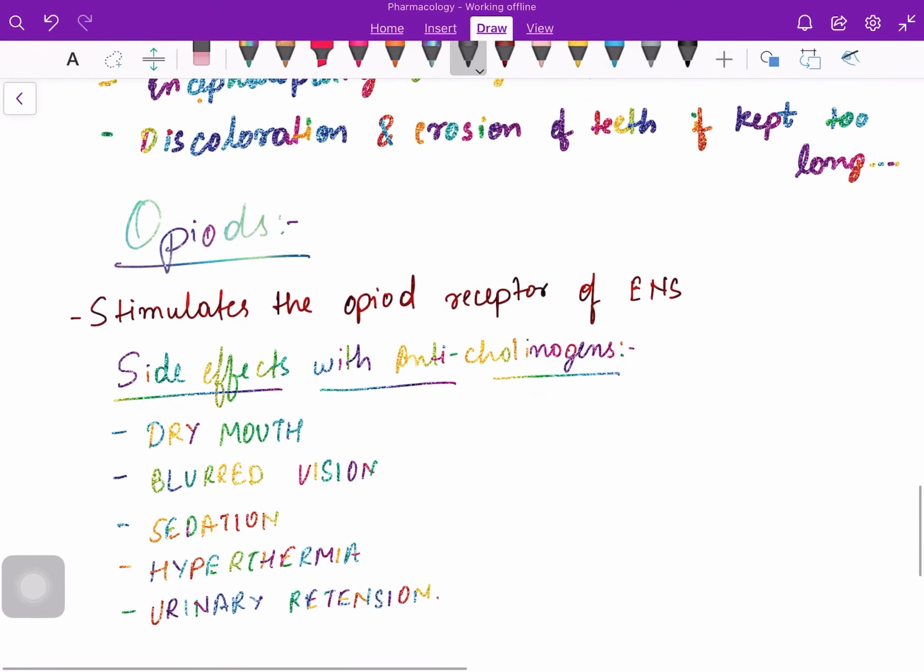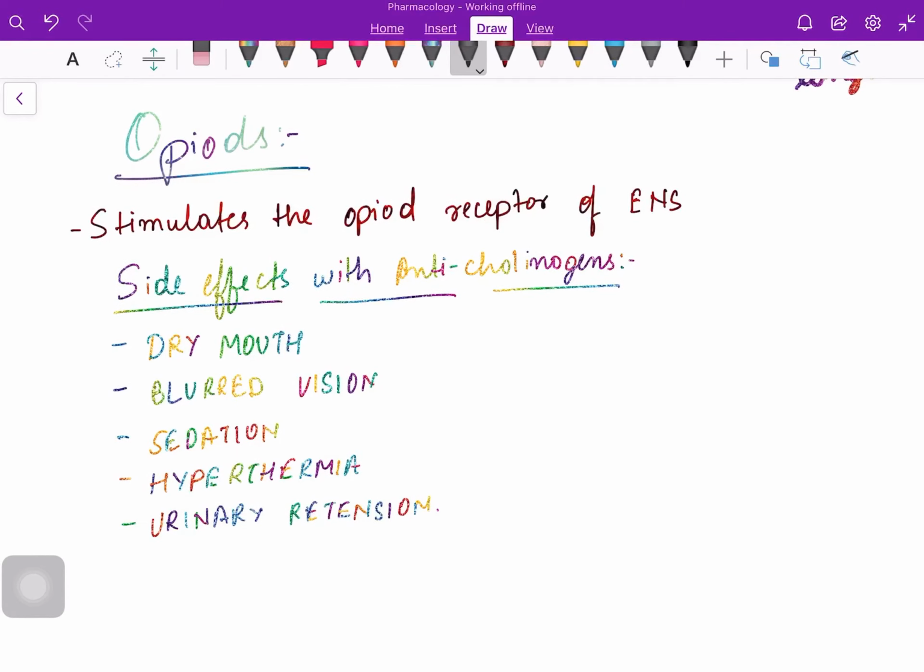Now something about opioids. Opioids, we studied about two opioids. That is, the loperamide and the diphenoxylate. Both of them stimulate the opioid receptor of the ENS, that is the enteric nervous system. Loperamide decreases the peristalsis. It is also a traveler's and chronic diarrhea medicine.